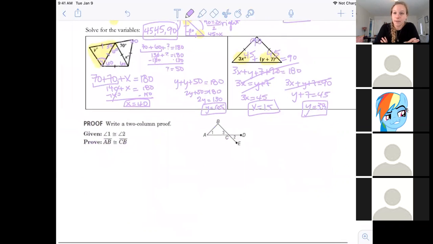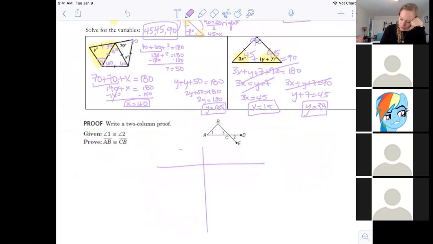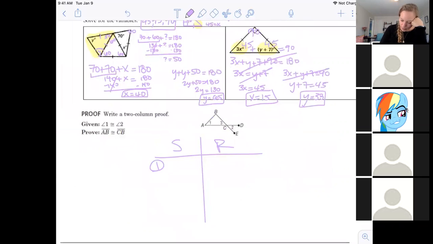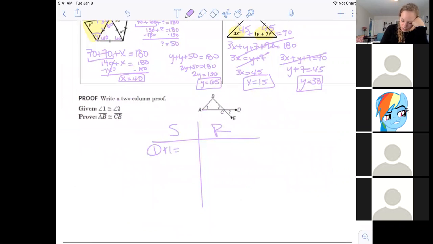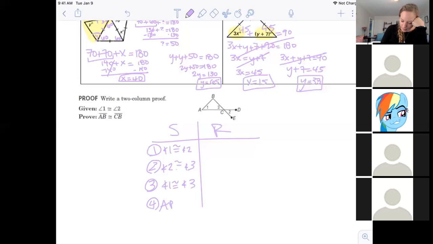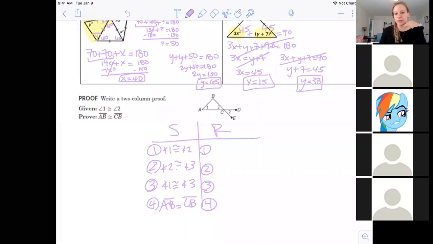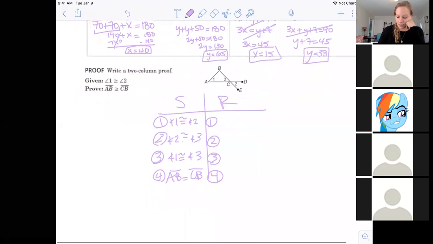Good job. All right, while you're copying that down, I'm going to tell you what the proof looks like. It goes statements and reasons, and there's just 4 parts. I say angle 1 is congruent to angle 2. Angle 2 is congruent to angle 3. Angle 1 is congruent to angle 3. And then last, I'm ready to prove AB is congruent to CB. We're kind of going to do a speed proof. Is everyone ready? All right.